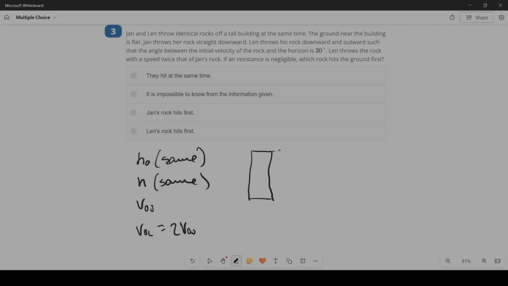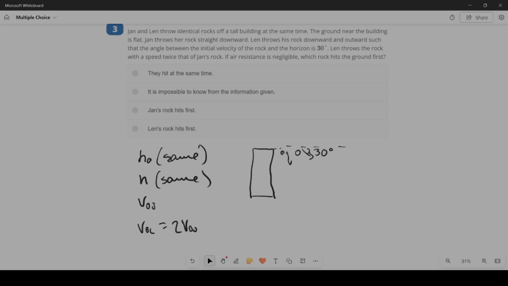And so Jan's ball goes downward and Len's ball goes this way, making a 30-degree angle with the horizontal. Okay.